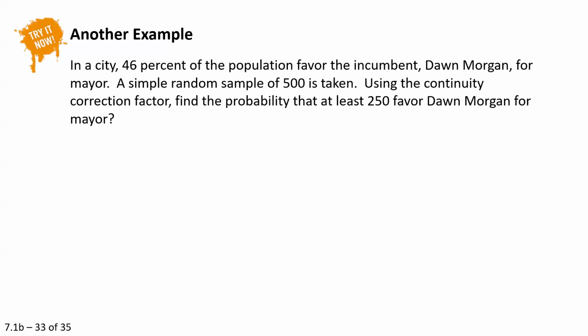You'll see that. Okay. In a city, 46% of the population favor the incumbent, Don Morgan, for mayor. A simple random sample of 500 is taken using the continuity correction factor. Find the probability that at least 250 favor Don Morgan for mayor. Let's see, so 250, 251, 249. So probability that at least 250 of them favor Don Morgan.